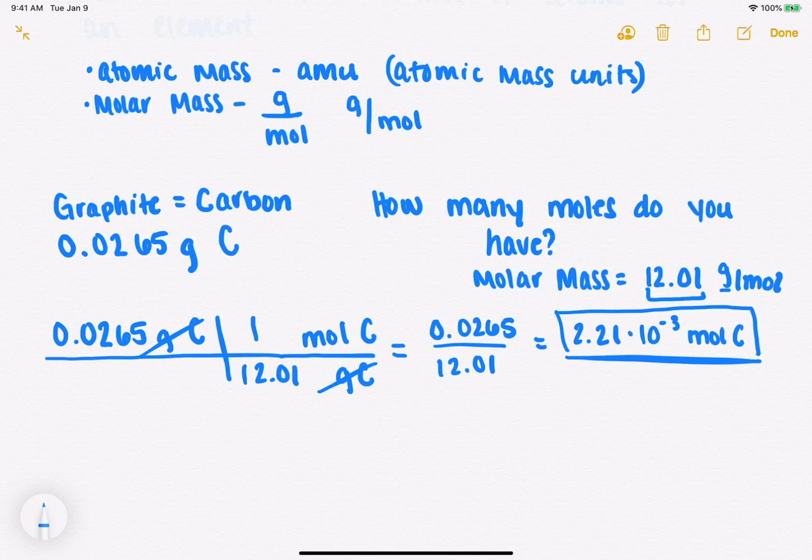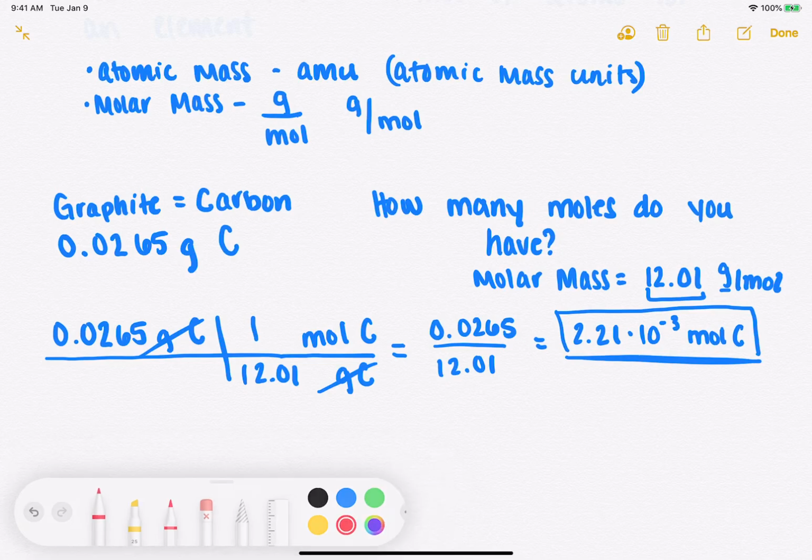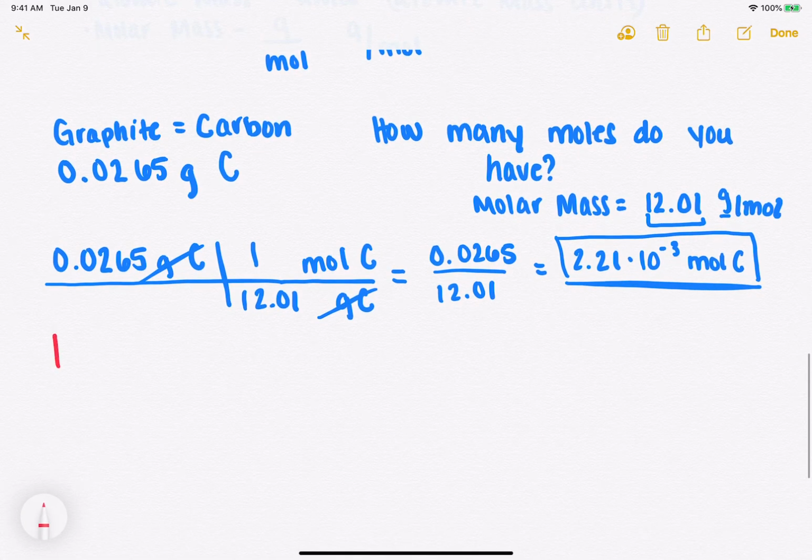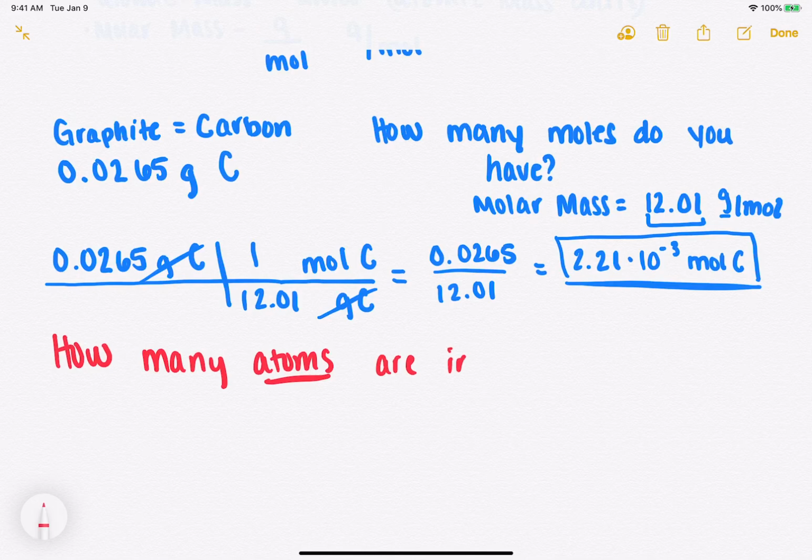Okay, so the next thing I want you to do is I want you to find out how many atoms of carbon are in this sample. Okay, so based on the example that we did before between converting between moles and atoms, I want you to solve this problem and then put your answers in the comments section.